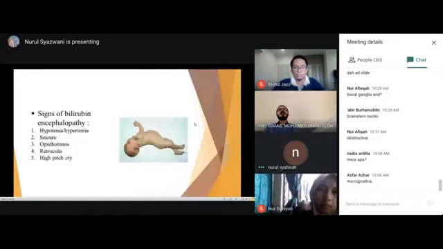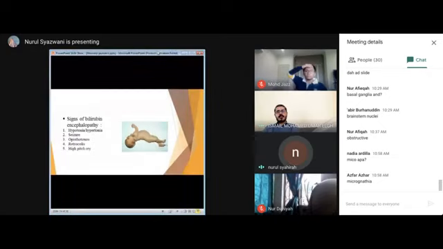Okay, this one is the sign of the bilirubin encephalopathy. The baby may have hypotonia or hypertonia, seizure, opisthotonus like the picture that's shown, retrocollis, as well as high-pitched cry.